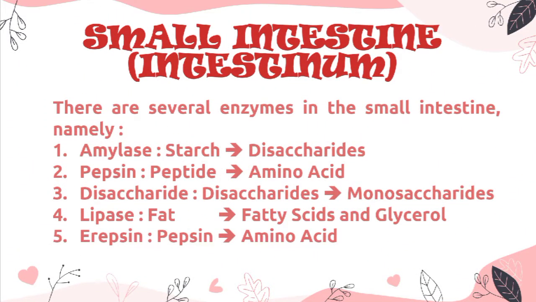And next, there are several enzymes in the small intestine. Namely, number 1, amylase, converting starch to disaccharides. Number 2, pepsin, converting peptide to amino acid. Number 3, disaccharidase, converting disaccharides to monosaccharides. Number 4, lipase, converting fats to fatty acids and glycerol. And next, number 5, erepsin, converting peptide to amino acid.